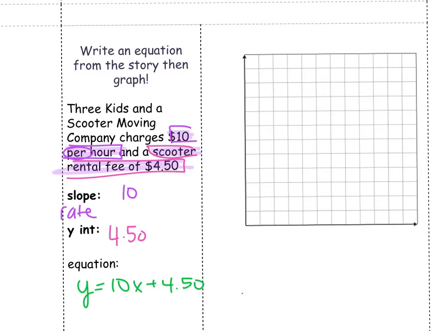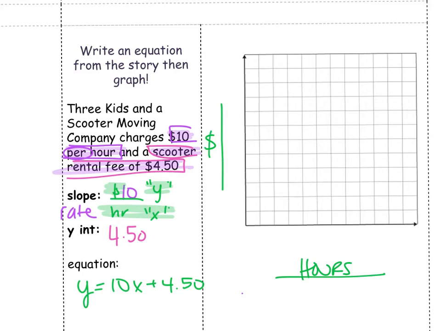But when we graph, there's quite a few pieces of graphs that we have to remember. The first thing all graphs need are labels on our axes. And remember, those labels are going to be related to the problem. It's going to be really helpful to look at that slope. Our slope is $10 per hour. This is my y value. This is the x value. So right there are my labels. Hours are x's, and money is my y. So across the bottom, we'll put hours, and on the side, we'll have money.